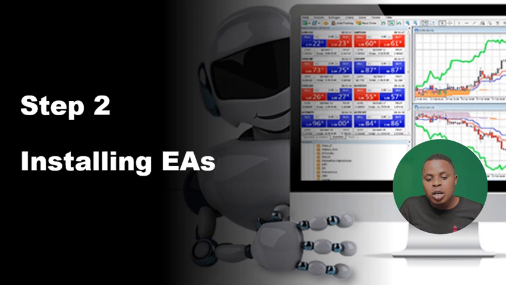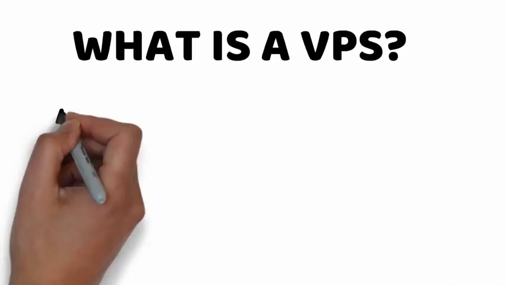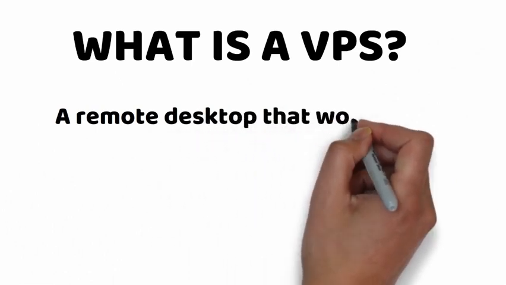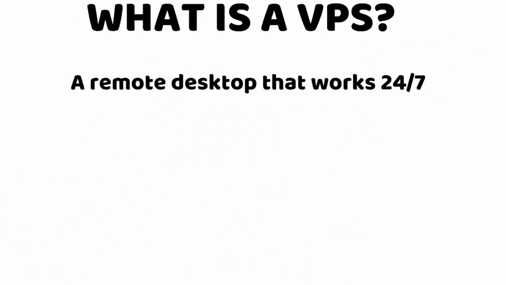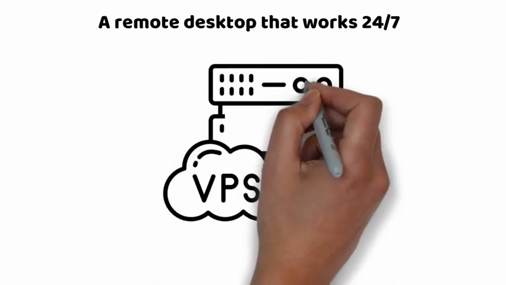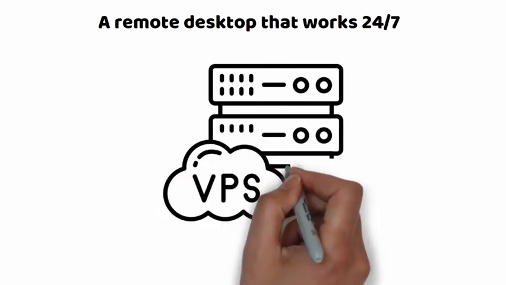So step 2, after you buy or build your EA, is installing the EA. Now, before you install your EA, I want to talk about what you need. What you need to be able to use your EA is something called a VPS. What is a VPS? A VPS is a virtual private server. In other words, it's a computer that is not where you are. For example, if you live in Nigeria or South Africa, this computer can be in Amsterdam or London.